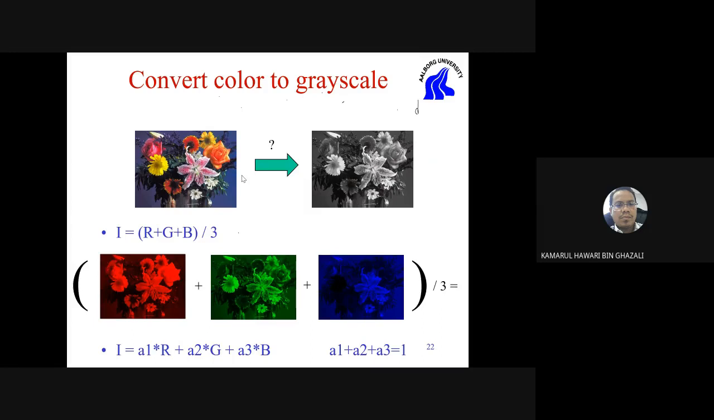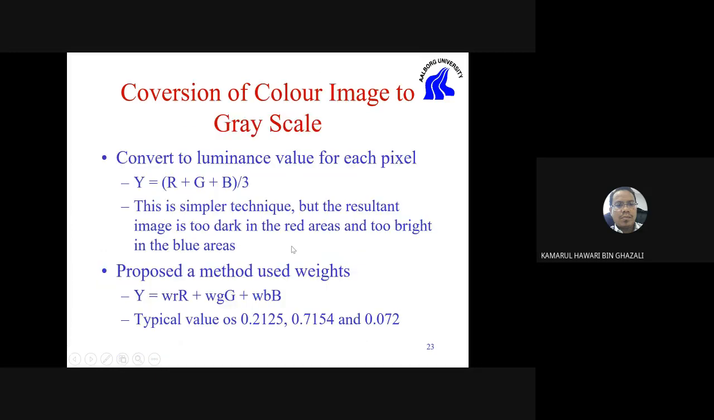So the RGB format of an image is converted into grayscale by using this formula, or this formula can also be used to get the grayscale. Conversion of a color image to grayscale: convert to luminance value for each pixel, Y equals R plus G plus B divided by 3. This is a simpler technique, but the resultant image is too dark in the red area and too bright in the blue areas. So in order to overcome the problem, the conversion method uses weights: Y equals WR R plus WG G plus WB B. So there are weights that can be used to convert from color image to grayscale. This is an example of the weightage for each channel of R, G, and B.